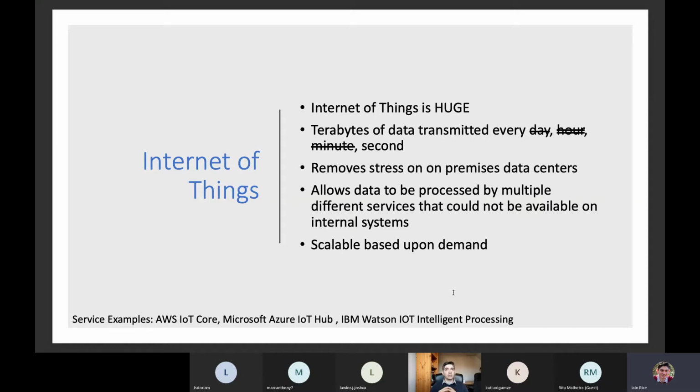AI will help with some of these aspects and make them smarter, but just the sheer fact that these things are talking to each other is a massive market. So this will mean that there are terabytes of data constantly being transmitted. It removes the stress of on-premises data centers and allows data to be processed by multiple different services that can be available on internal systems. And again, it's scalable based upon demand.